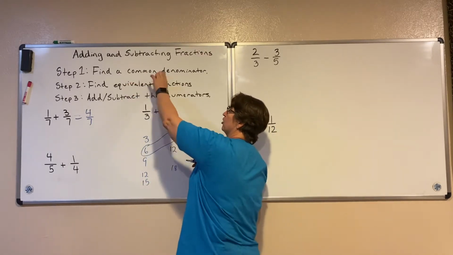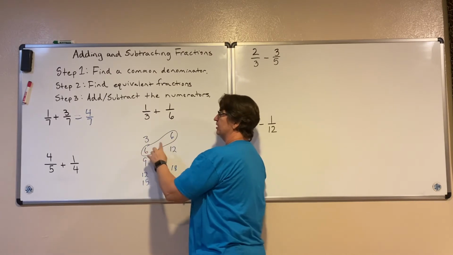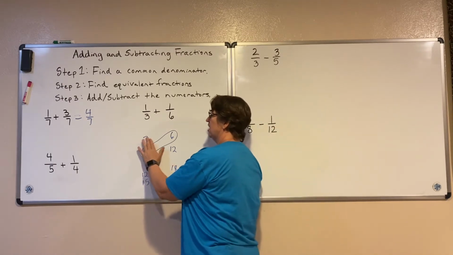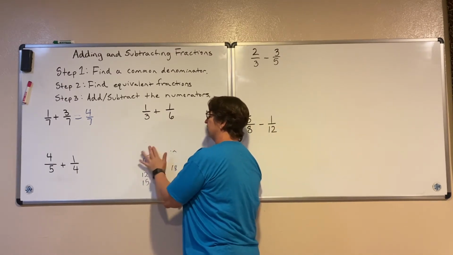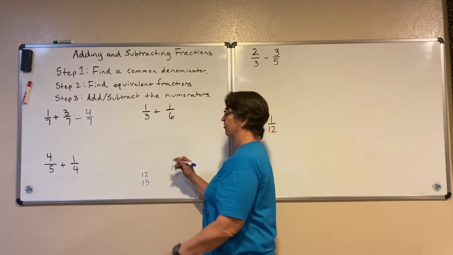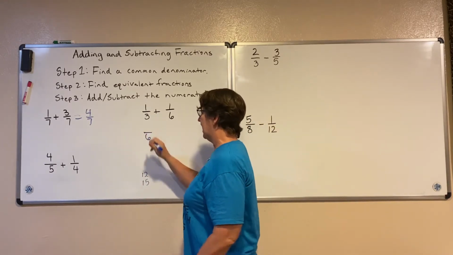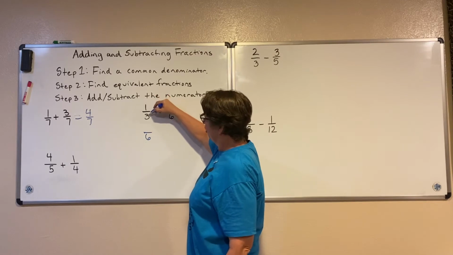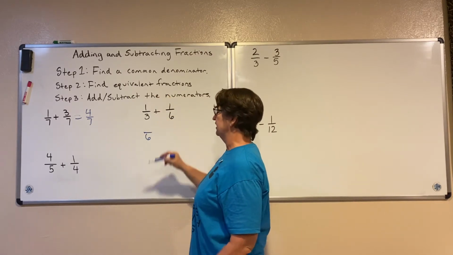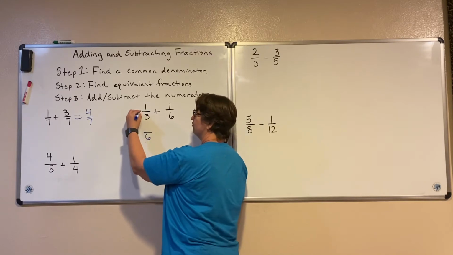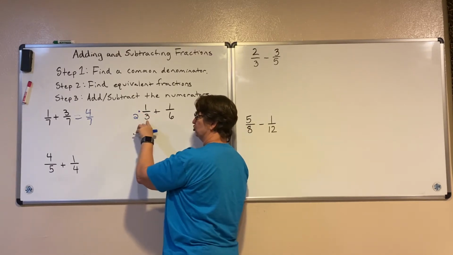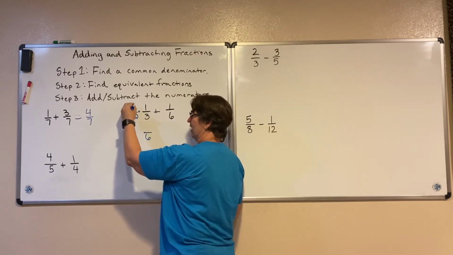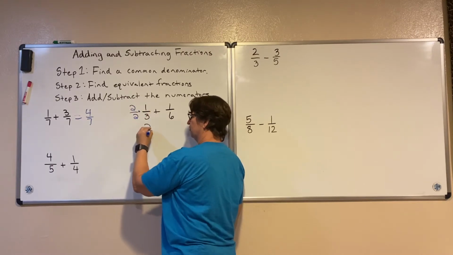So we've decided what our common denominator is going to be. We've found that common denominator. The next step is to create equivalent fractions. In other words, I want to create a fraction that is the same as 1/3, but has that 6 as a denominator. So as I think about it, I want this 1/3 to be equal to something over 6. Well, in order to do that, I would have to multiply my denominator by 2. 3 times 2 gives me 6. Therefore, I'm going to multiply my numerator by 2 as well. 1 times 2 is 2.